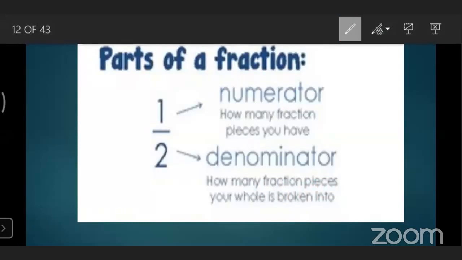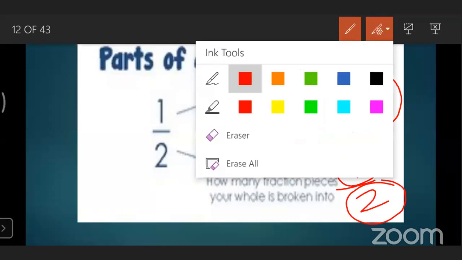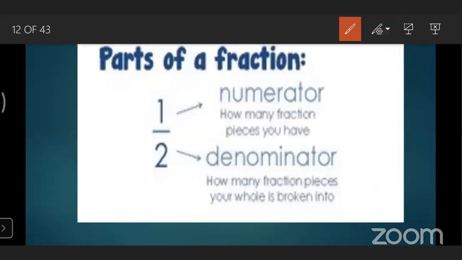For example, suppose this is a pizza, right? Yes, whole pizza. And we have divided this whole pizza into two equal parts. Then the fraction will be 1/2. So one is a numerator, and two is a denominator. Very good students. It's a denominator. Very good.